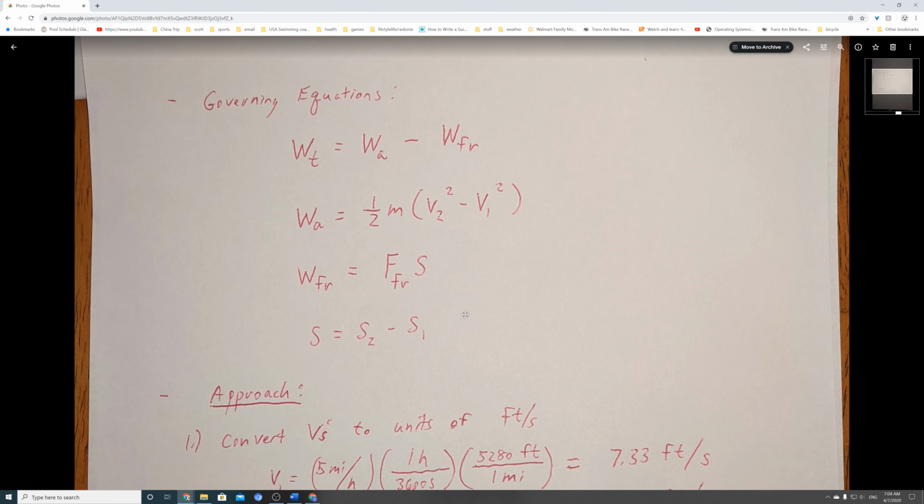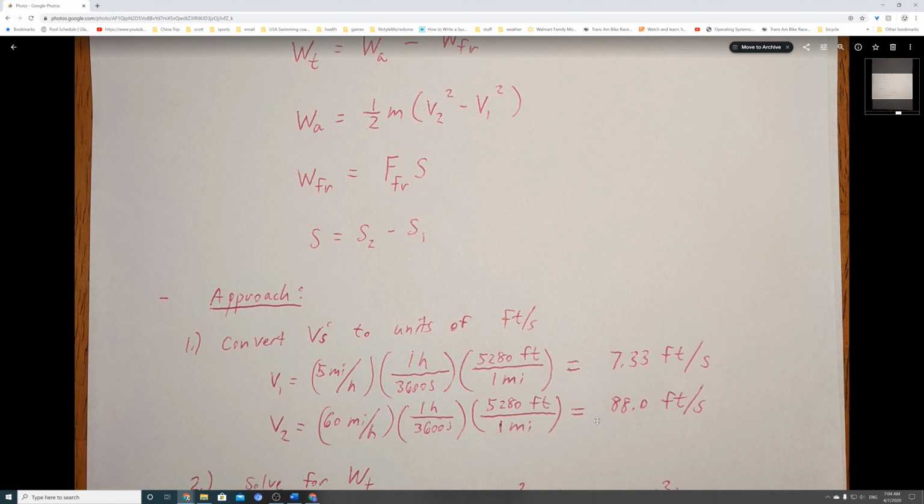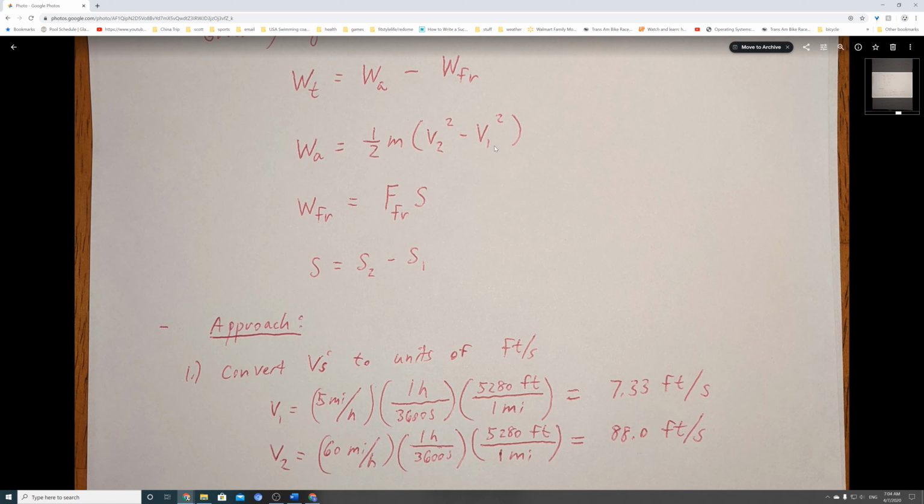And the approach first is just to start to make the conversions, right? So you make the conversions from miles per hour to feet per second. So I put the conversion factors in there. And you have 7.33 feet per second. And at 60 miles an hour, that's really 88 feet per second in the other units, okay? And now, if you look at it, these are all in the correct units, and this is already in the correct units. So right now, we have everything in the correct units, and everything's known at this point.